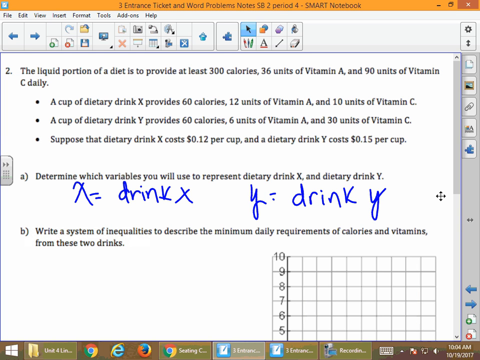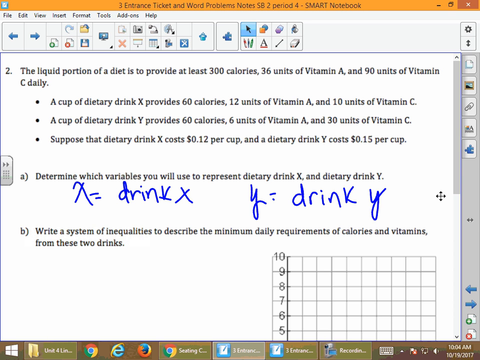Problem number 2, under notes. We just got a brief start during the last class, but it's the liquid portion of a diet is to provide at least 300 calories, 36 units of vitamin A, and 90 units of vitamin C daily.